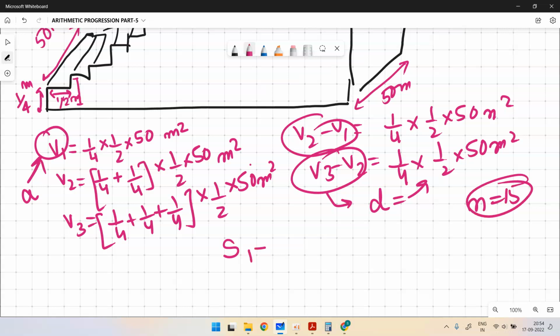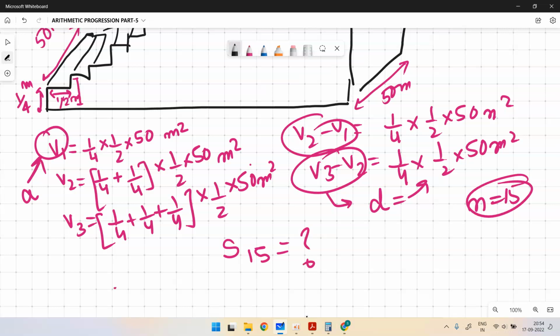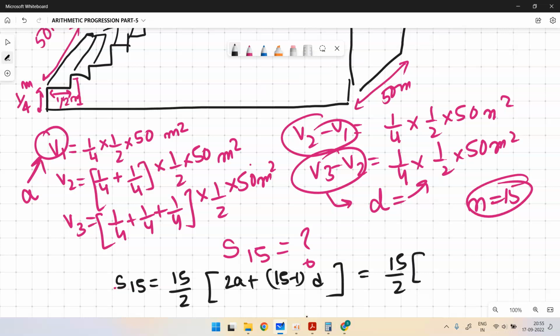So ultimately you need to find the value of S15. You need to calculate S15. By using this formula, S of 15 is nothing but 15 by 2 into 2a plus (15 minus 1) d. So this is 15 by 2 into 2 times a, which is given as 1/4 into 1/2 into 50, plus 14 into d, which is 1/4 into 1/2 into 50.